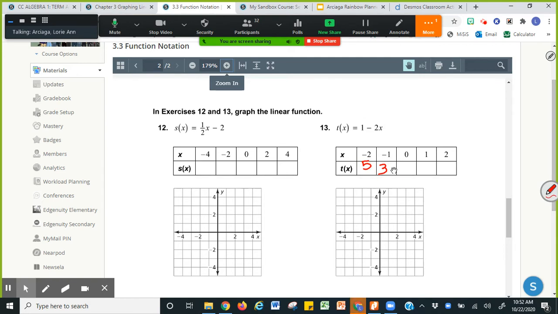So now let's try 0. 2 times 0 will just become 0. So 1 minus 0 will be 1. Okay, next, plug in 1. -2 times 1 will become -2. So 1 minus 2 will become -1. All right, next, 2. When x is 2, 2 times -2 will be -4. So 1 minus 4 is -3. Okay, that's how you complete the table.